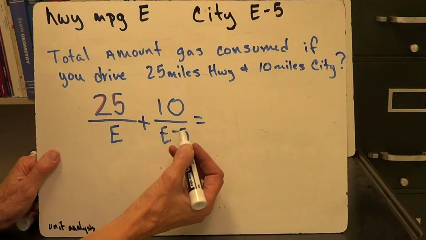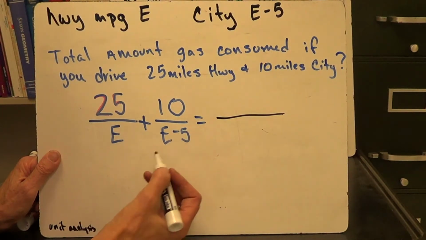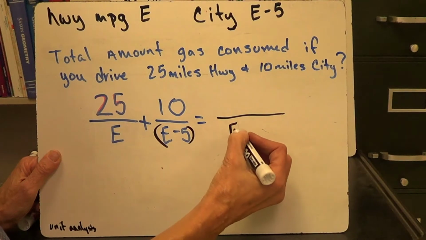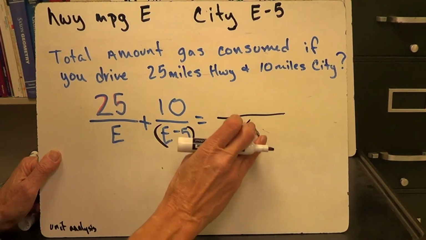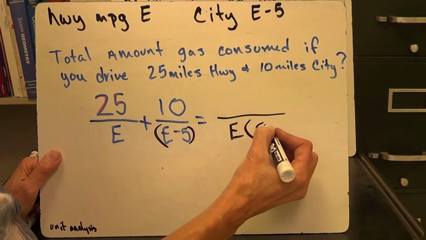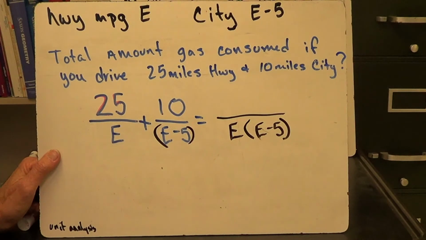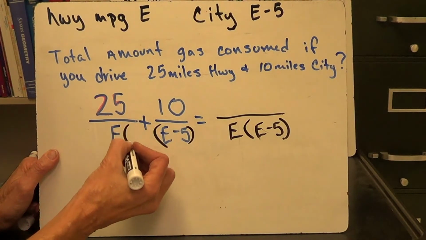Okay, so here we go. We see that we have different denominators. We have E and we have E minus 5. Neither of those can be factored at all. So our common denominator will be E times E minus 5. Okay? Now, what did we multiply this by? We multiplied it by E minus 5.